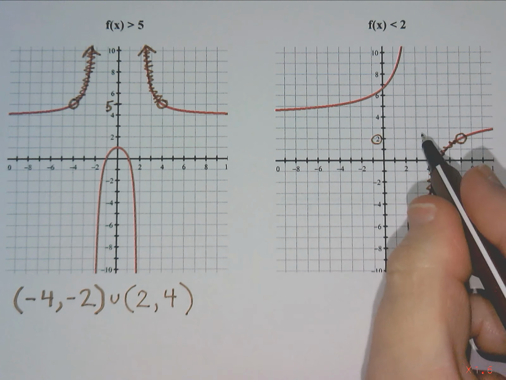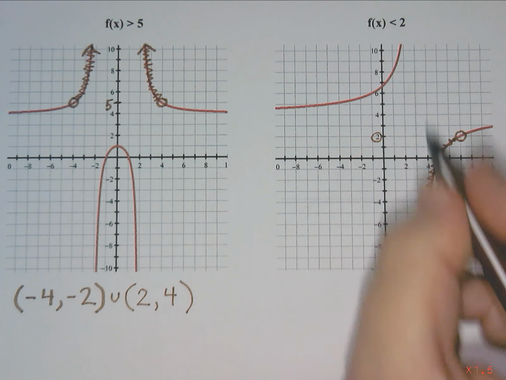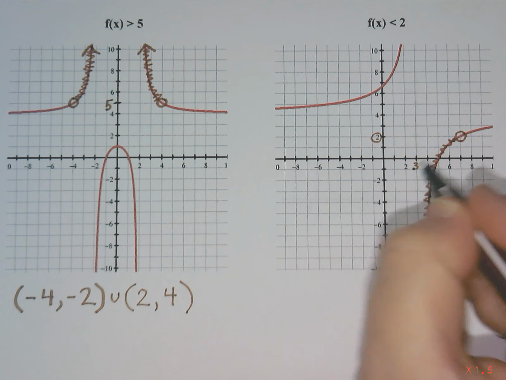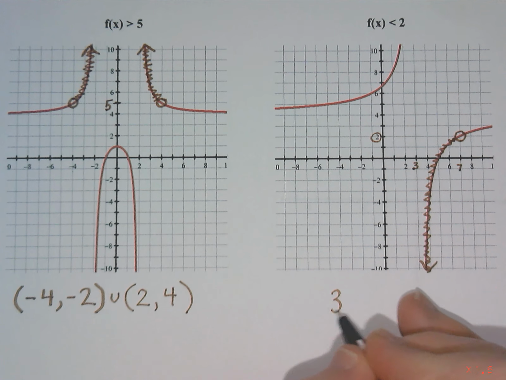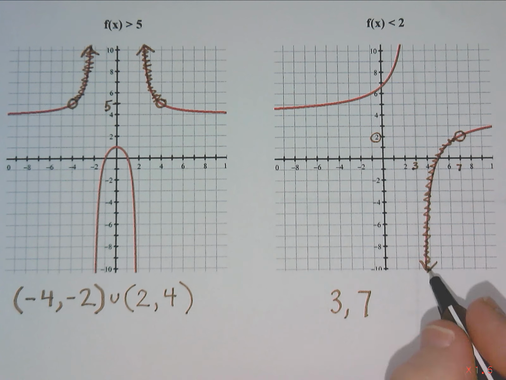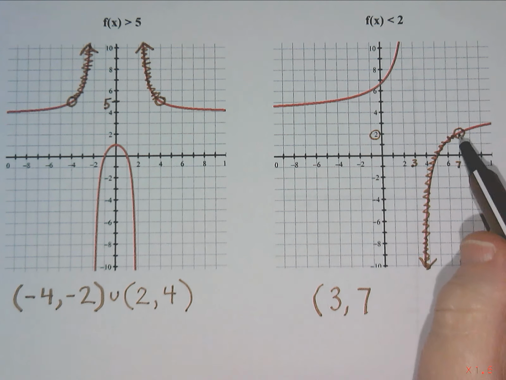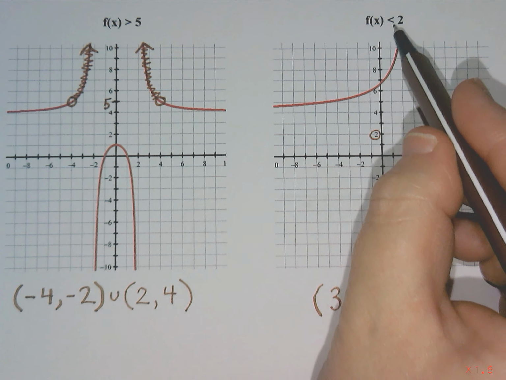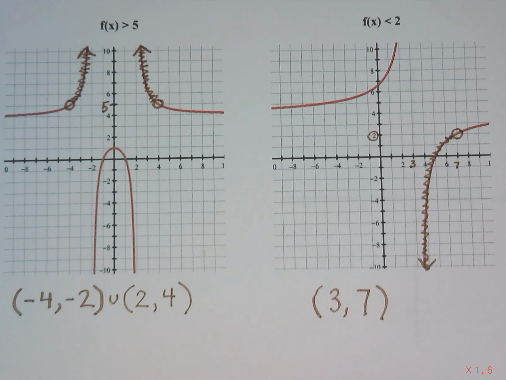So this section on my x values starts at the asymptote, which I believe is at 3, and ends at 7. So it goes from 3 to 7. 3 is an asymptote, so we don't do an equal sign, we do a rounded bracket. And then 7, we've got that empty circle because it didn't have the equal sign on the inequality, so I also do a rounded bracket. And that is the only section.